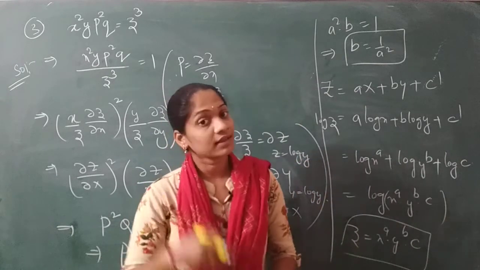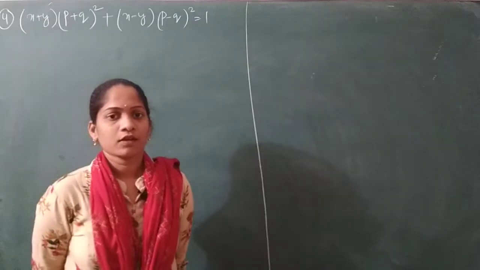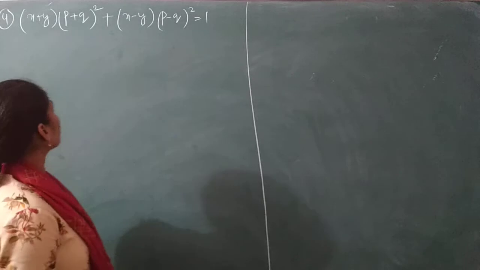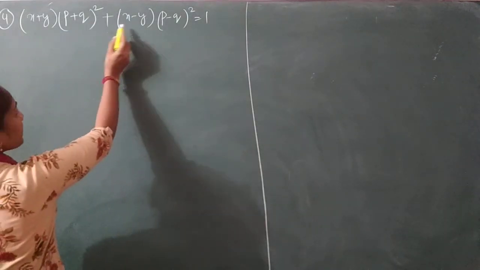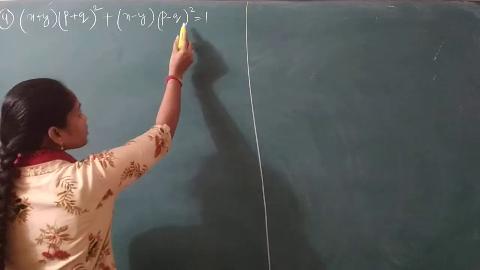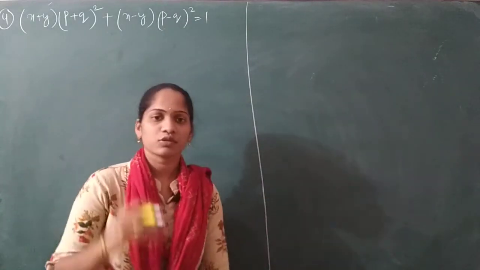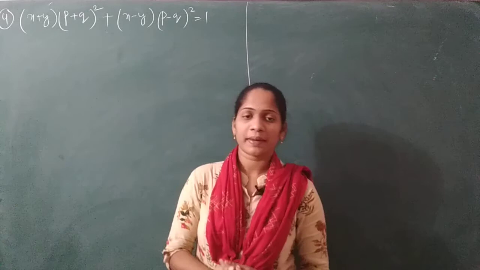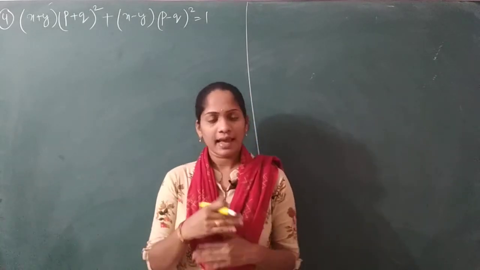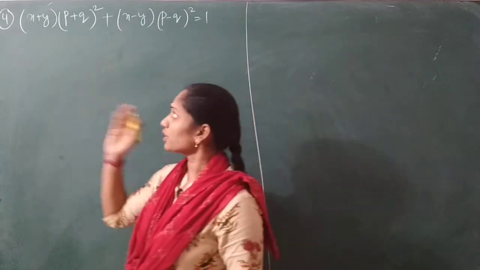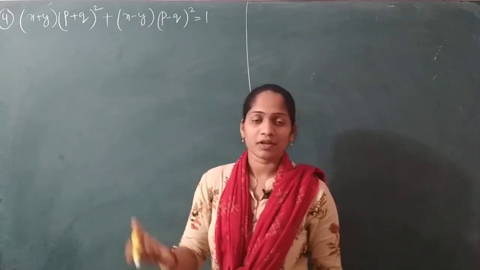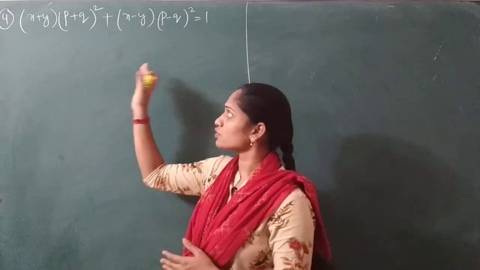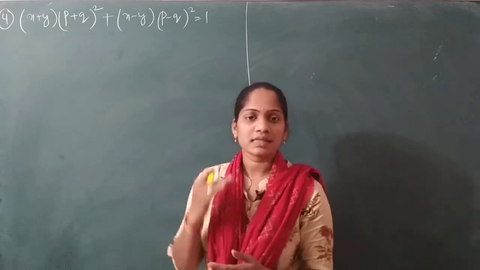So next, see another different problem. So now this is another problem. Now the fourth problem: (x plus y) into (p plus q) whole square plus (x minus y) into (p minus q) whole square equal to 1. So this is a very important question which will be asked in your exams many times. So here the question is containing the functions p, q, x and y. So now you have to convert this using the standard form 1.